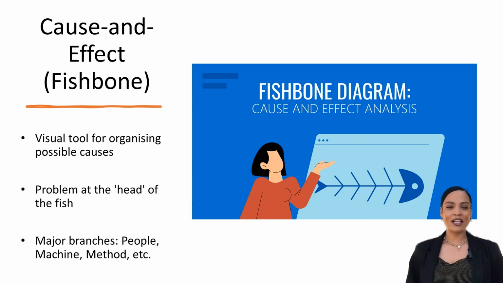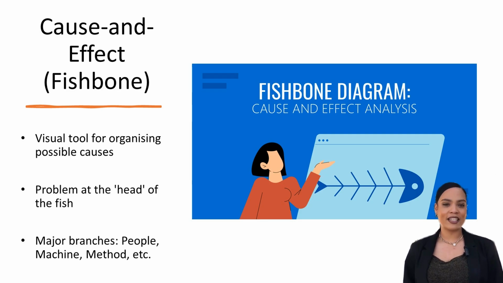A cause and effect diagram, also known as a fishbone or Ishikawa diagram, is a visual method of organizing possible causes of a problem under key categories. 1. Purpose of the fishbone diagram.